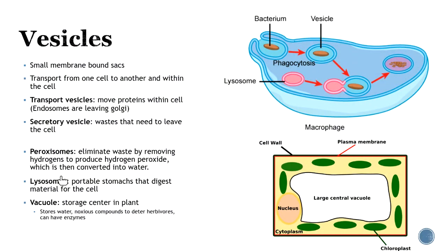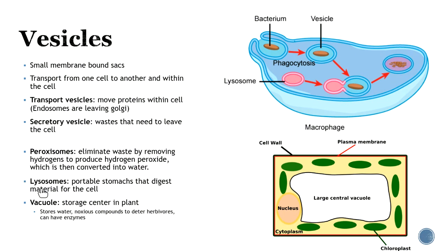One that's not shown in this diagram is called a peroxisome. It just shows up as a little ball on most cell diagrams. But it's going to be important for helping eliminate waste by removing hydrogen to produce hydrogen peroxide, and then your cell later converts that to water, because we got to get the waste out of your cell.